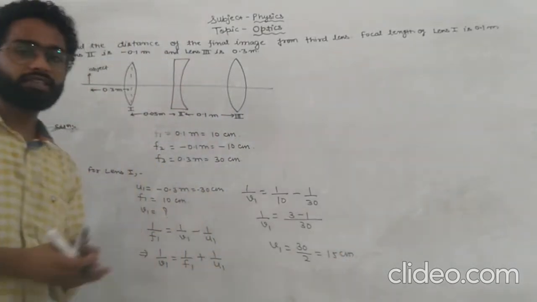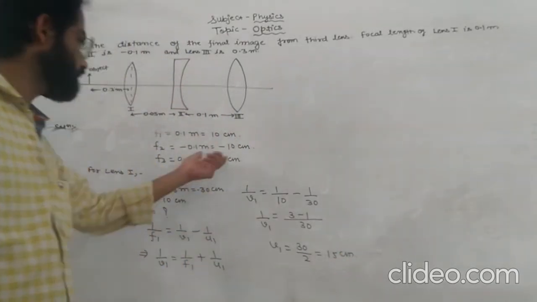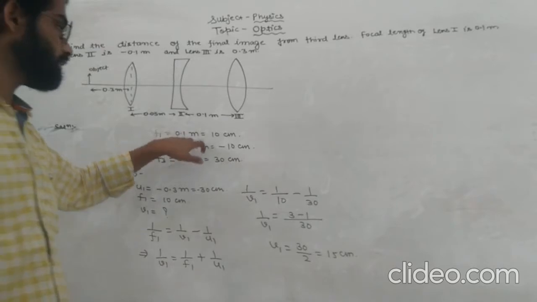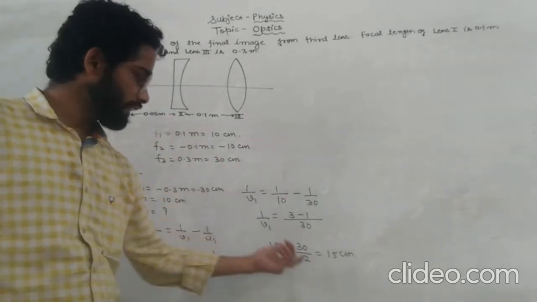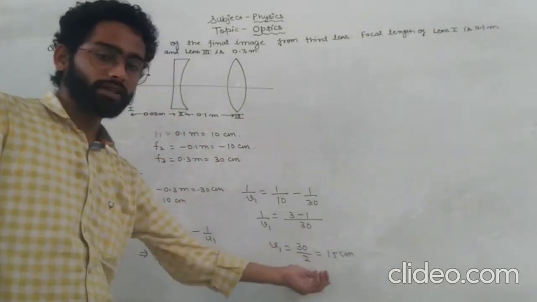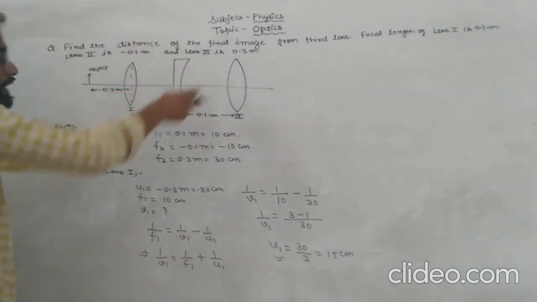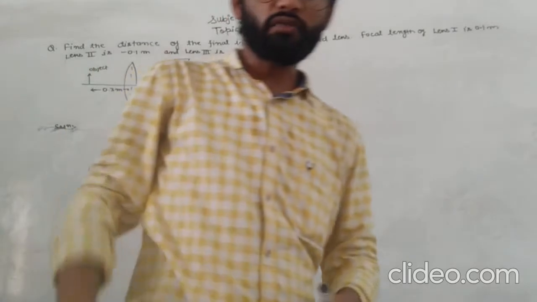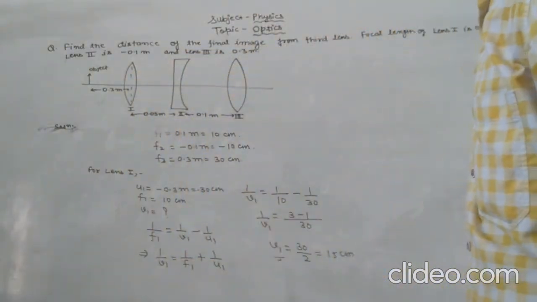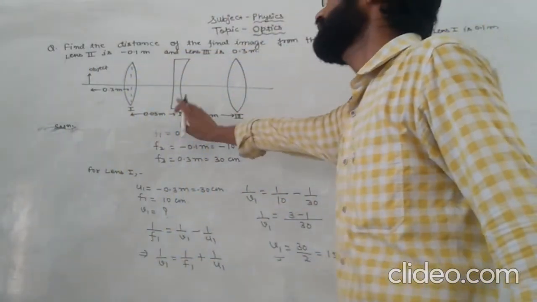Just because of the calculation, I have converted these meter quantities into centimeter. That is why I am writing v1 is equal to 15 centimeter here. We have got the value of v1. That means the image of the first lens would be at 15 centimeter. Now we are to find where the image of the second lens would be.